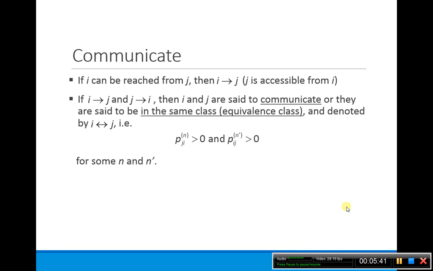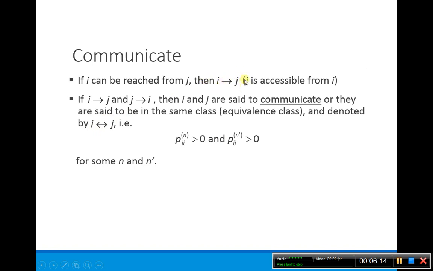Okay, so if I can be reached from J, then I is said to be accessible from J. The terminology here is that they communicate if both of them are accessible to each other. So if I can go to J, and J can also go to I with some probability, then they are said to communicate, or to be in the same class or equivalence class. And it's denoted by this double arrow.